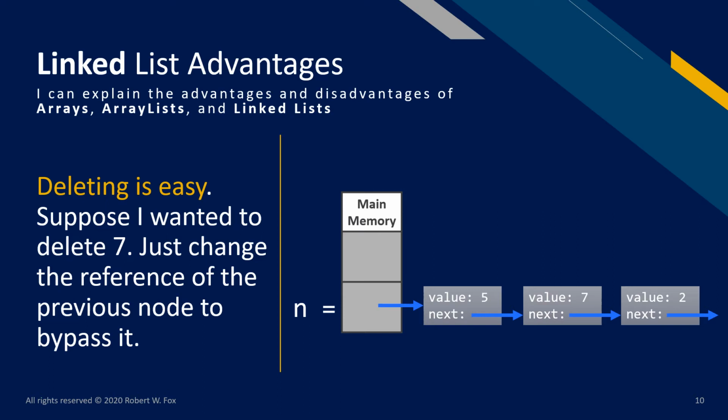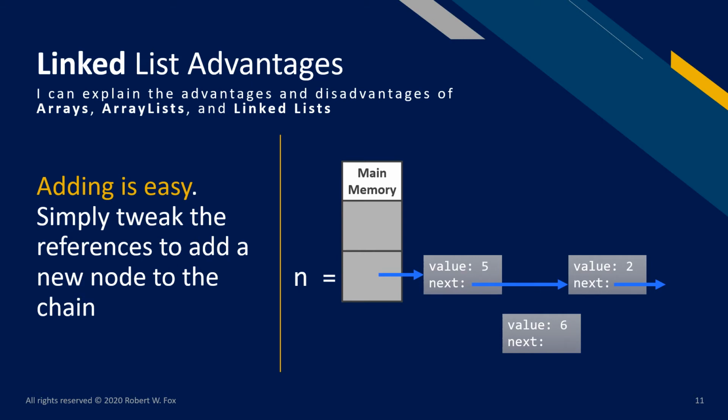Another advantage of linked lists is the fact that deleting is really easy. For example, suppose I wanted to delete the 7 node, that's the node in the middle of my list. All I really need to do is adjust the reference. And what I mean by that is that I can get rid of my next reference on the 5 and move it so that it skips right over top and refers to the 2. And in that way, I haven't really had to close any gaps or shift any elements. All I've had to do is change the reference so that it jumps over the one that I want to delete.